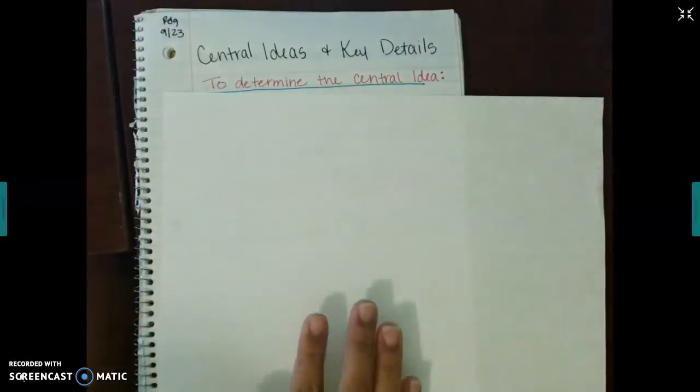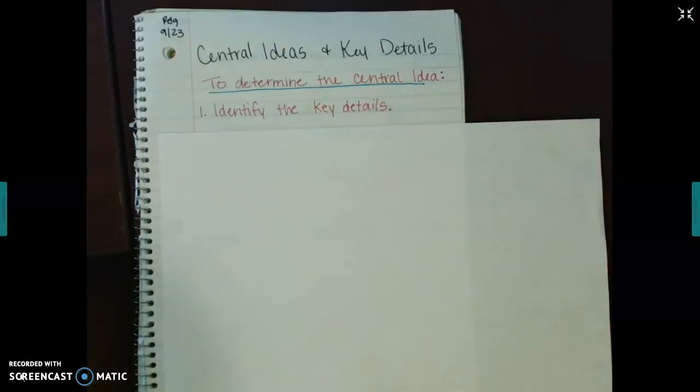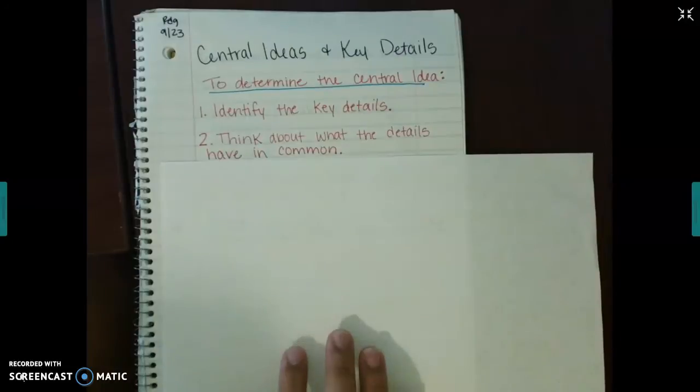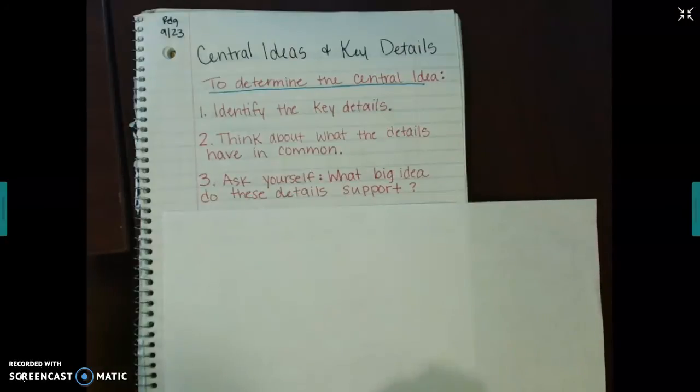So to determine the central idea, we know we need to identify the key details, just like we did with Beautiful Butterflies. I know that key details act as supporting evidence for the central idea. So I also wrote that down. We have to think about what the details have in common. And then last, we have to ask, what big idea do these details support? So what is the common theme between the information that you underline or read about in that paragraph?